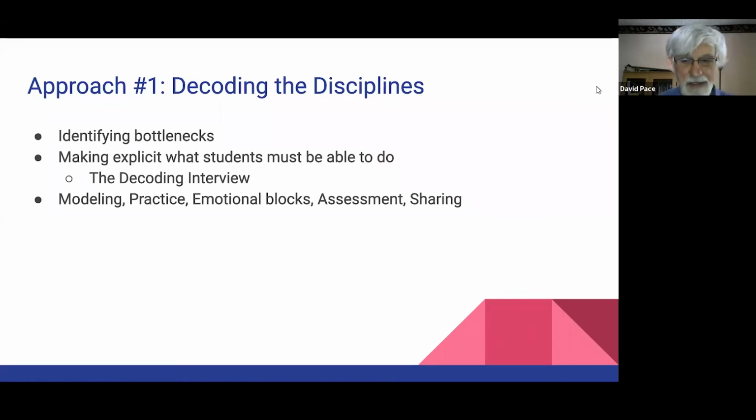So we're going to be combining two methods today in a very short amount of time. We're going to be using decoding the disciplines connected with students as partners. So we don't have time to talk very much about decoding the disciplines. Let me just point out a couple of things. The process begins by looking for bottlenecks, places where students have trouble doing the basic task required in a course. And then we define what students need to do to be able to get past that.